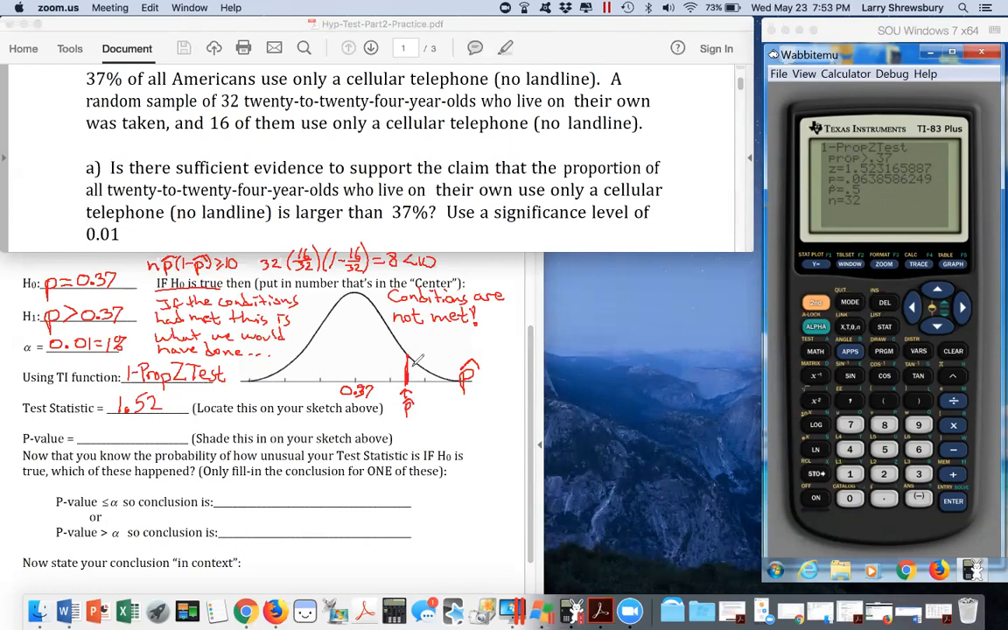Now, how unusual would it be to get a sample proportion this far above or farther? Oh, that would be this area here. So you always shade in the area away from the center because that tells you how unusual it is. So that area right there, that's your p-value.